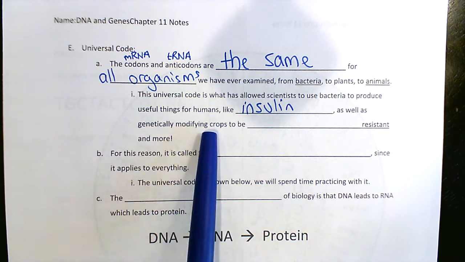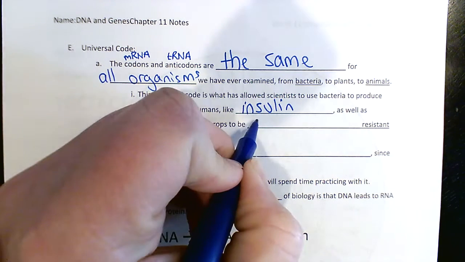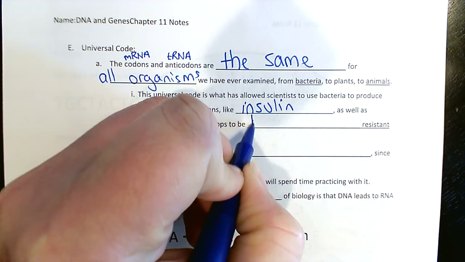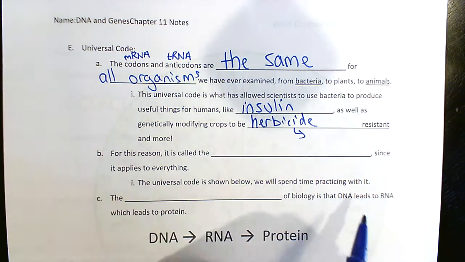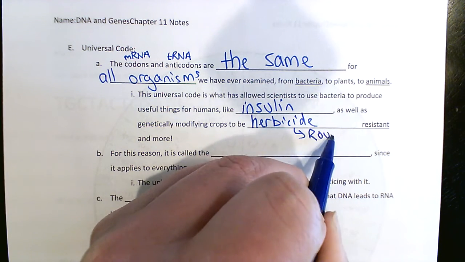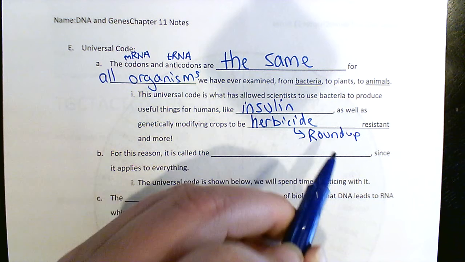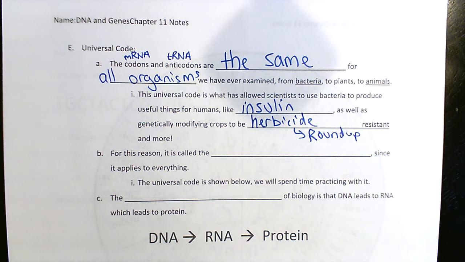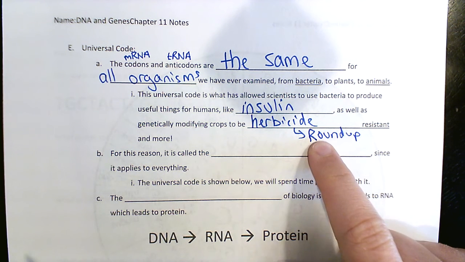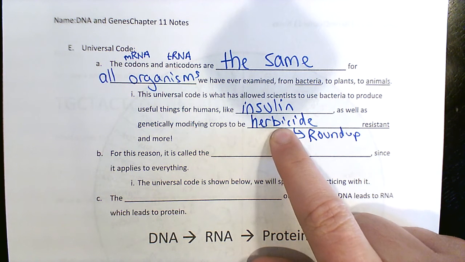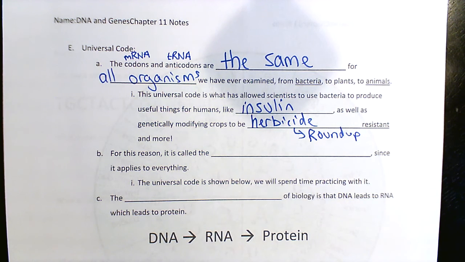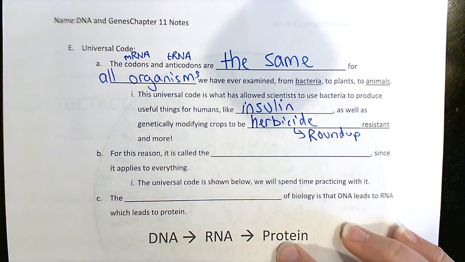Okay, we can also use this to modify crops to be herbicide resistant, and specifically the one you probably heard of here is Roundup. If you ever hear a certain seed variety called Roundup Ready, that means they have inserted a gene from some other organism so that it can now make a protein that breaks down this herbicide. And so it can survive when sprayed by it, and all the weeds die, but it gets to live.